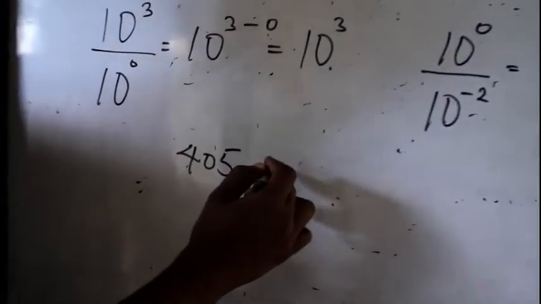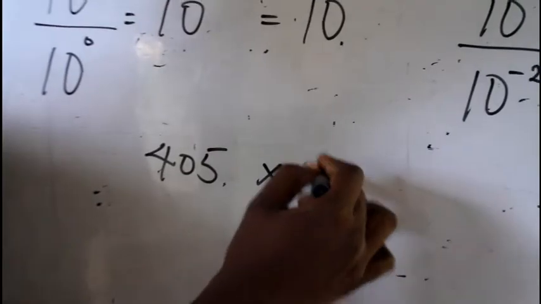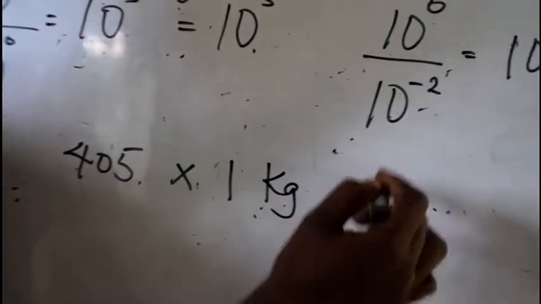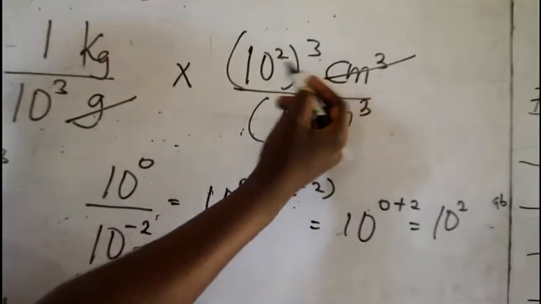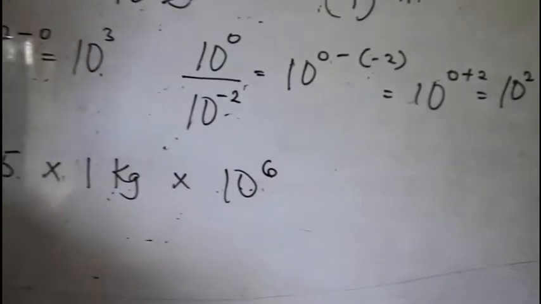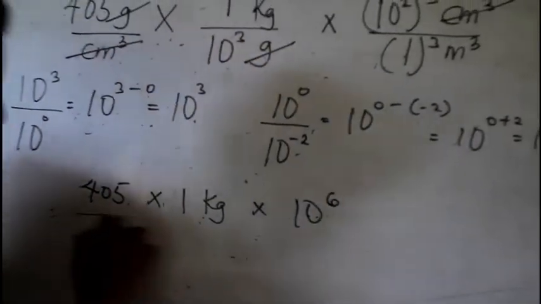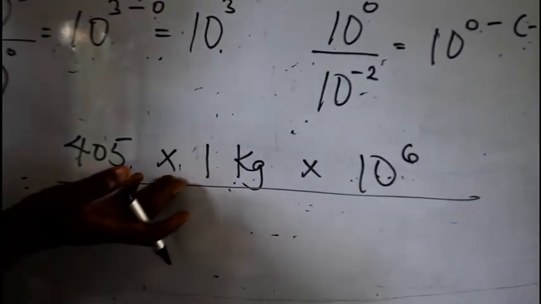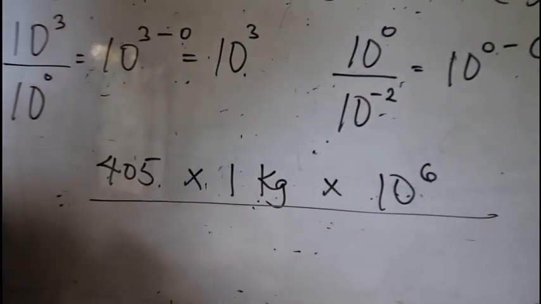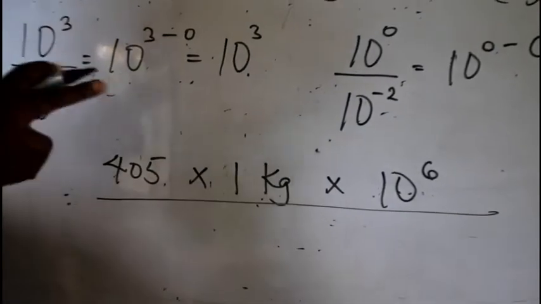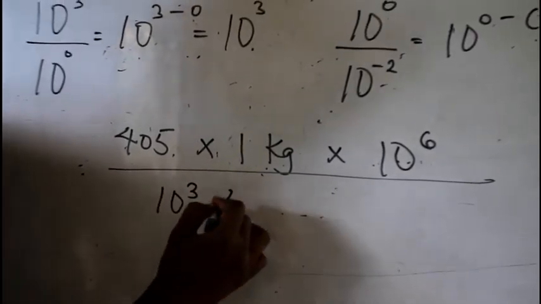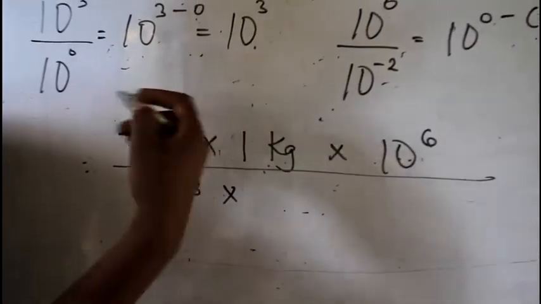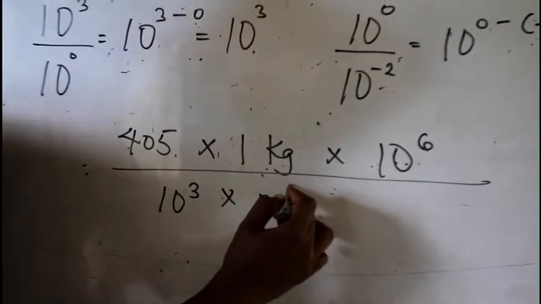405 multiplied by 1 kg multiplied by 10 raised power what? I told you if you have 2 times 3 here, what does it change to? That will be 6. That will be 10 raised power 6. Everything all over, you can do it anyhow. It's very flexible. So far you are having multiplication sign between them, and you have division sign in between the numerator and the denominator. So what do we have? We have 10 raised power 3 multiplied by 1 raised power 3, which is 1. So we have meter cube.